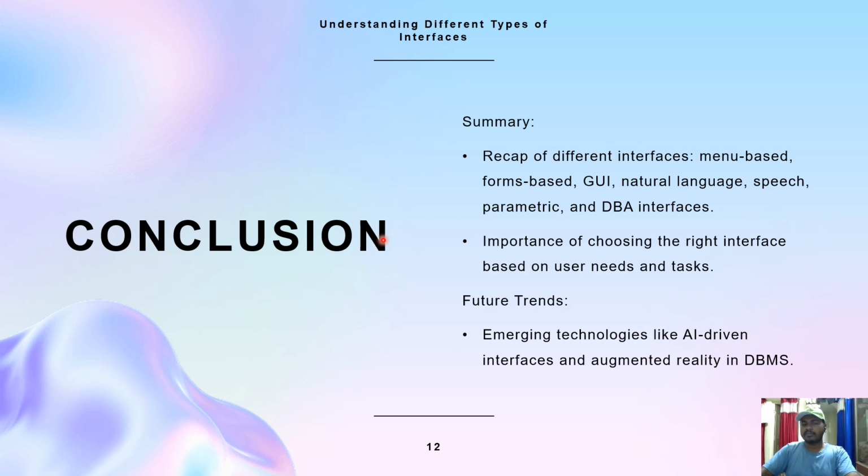So what we can conclude from this, the basic summary, is a recap of data interfaces like menu-based, form-based, GUI, natural language, speech, parametric, and DBA interfaces. We can go back to the video to see this again. Then importance of choosing the right interface based on user needs and tasks, like what the user wants to do. Based on that, you can use any of the interfaces.